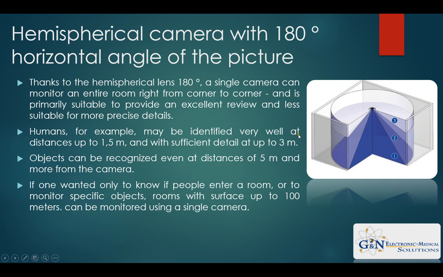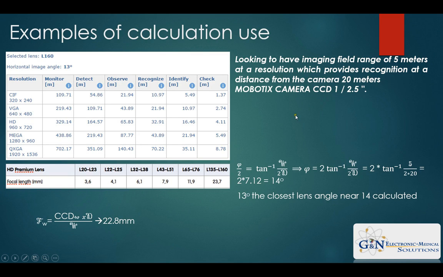So humans, for example, can be identified at distances of 1.5 meters with sufficient gel, at 3 meters. But if we go to distances above 5 meters, we have recognition, and possibly monitoring if we place the camera even 100 meters above. Things with hemispheric cameras are a bit more strange. We cannot use the lenses as we use them in common cameras, and we're going to see that in the software. So here I have an example.